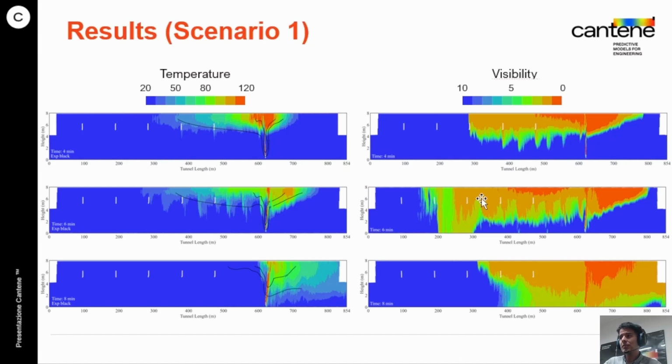We are also including the visibility as it's an important output for us. And we can see that it moves 200 meters away from the fire towards the north portal, and a maximum of 500 meters.